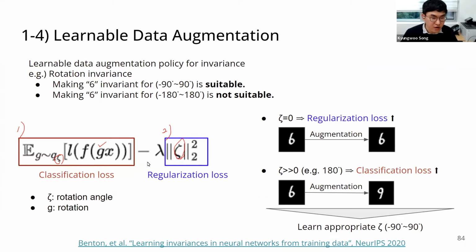When the rotation angle parameter zeta is learned as 0, the regularization loss will be high. On the other hand, the training classification loss becomes large when the rotation angle parameter zeta has an unusually large value. If zeta is learned as 180 degrees, the image is changed to 9, but the label is still 6. Therefore, the classification loss becomes large, and we can get the appropriate rotation angle automatically by minimizing the objective function.